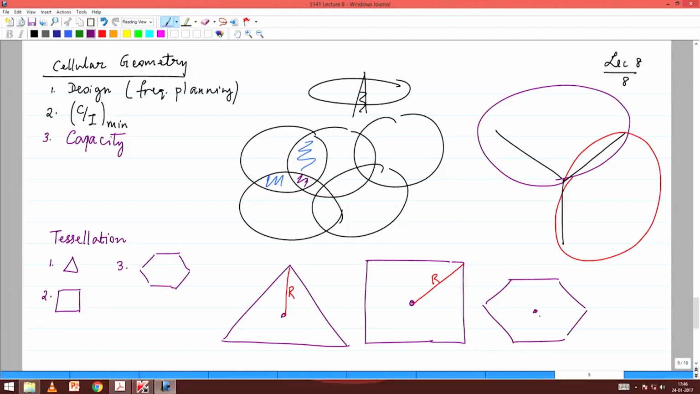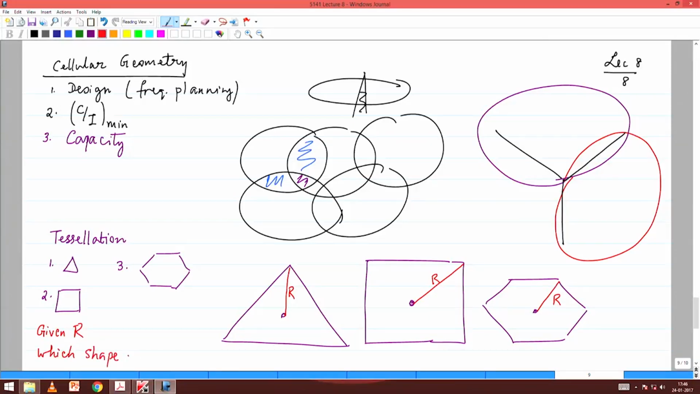The base station is in the center, and again the distance of the furthest point is going to be R. Okay. Now, given that you are comparing apples to apples, the question that would be asked is which of these tessellation patterns gives you the minimum number of cells, because for a given R, which shape maximizes the area?